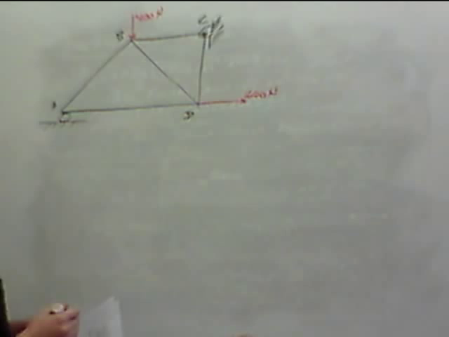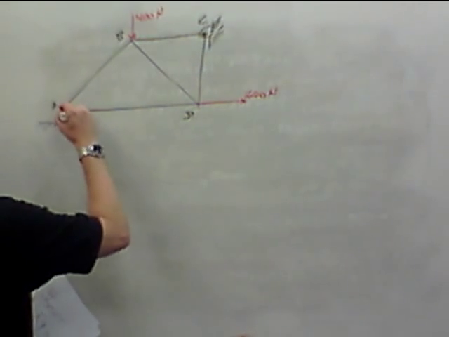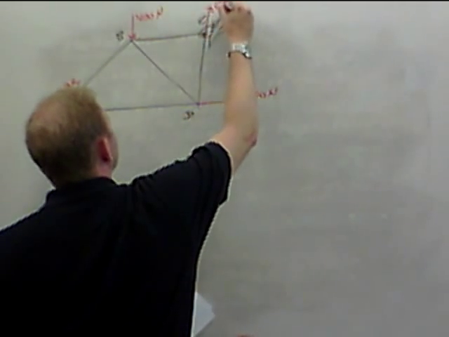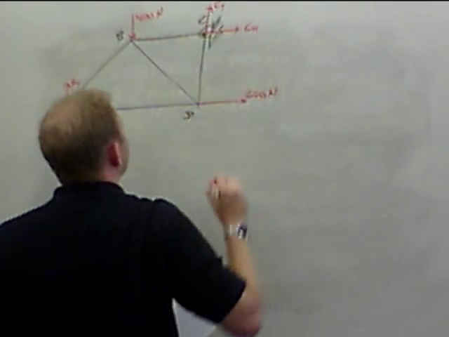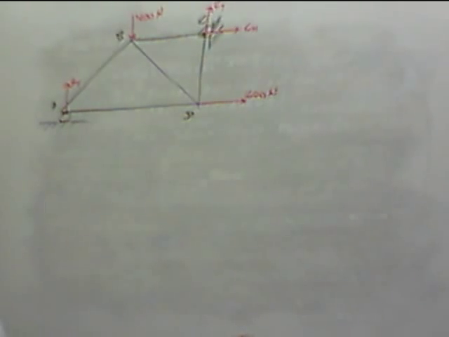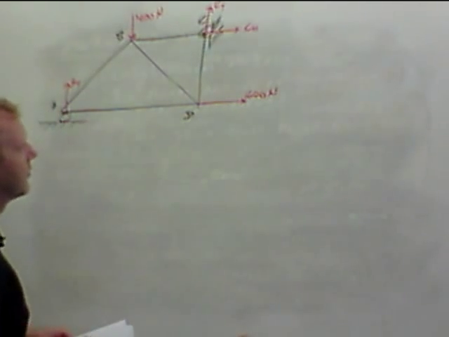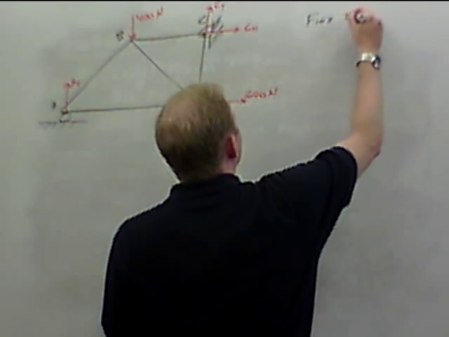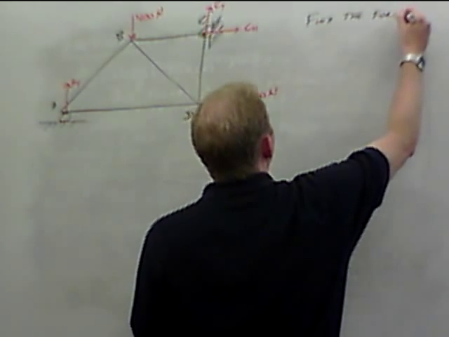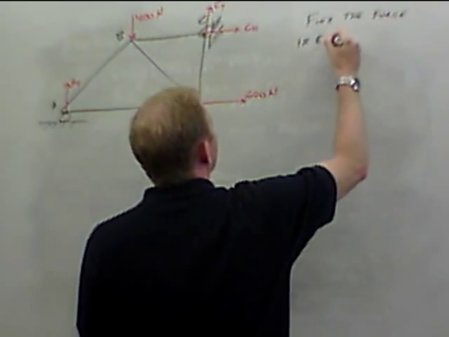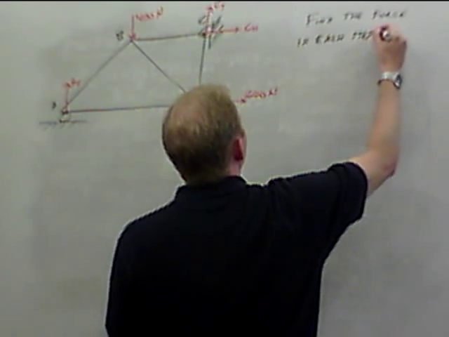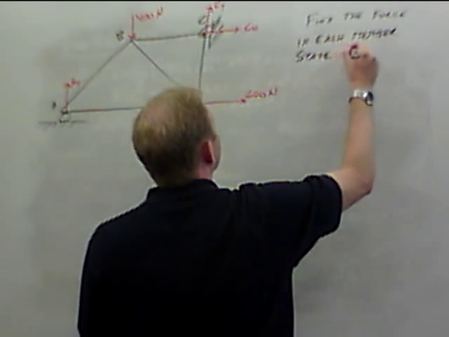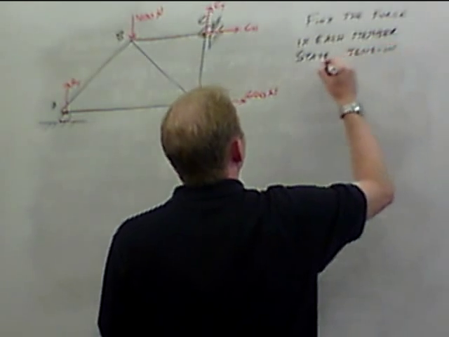Now we know because of our supports here, the roller is going to give us Ay, and the pin joint here is going to give us Cy and Cx. Now, I should have written the problem statement beforehand, but find the force in each member and state whether it's in tension or compression.